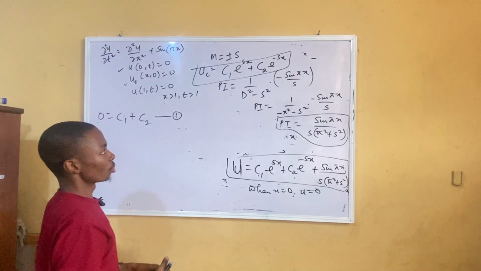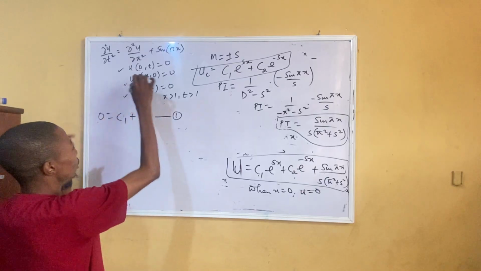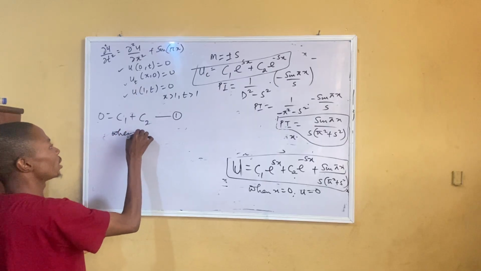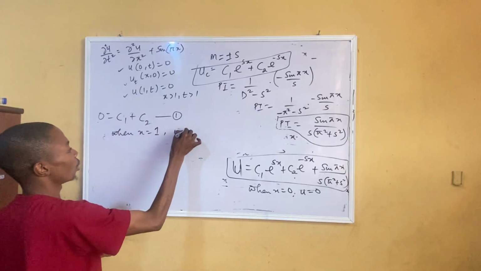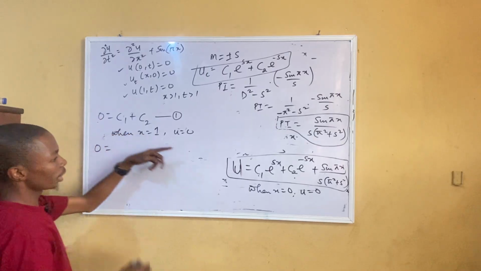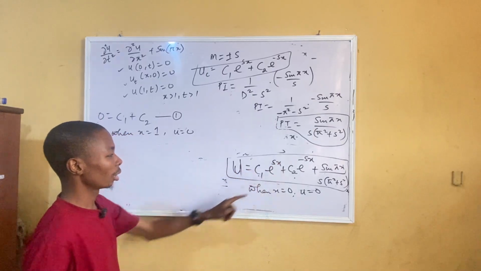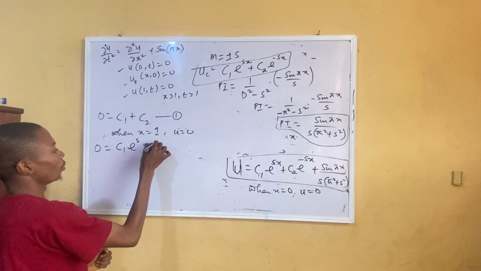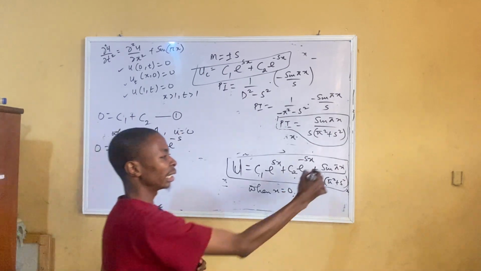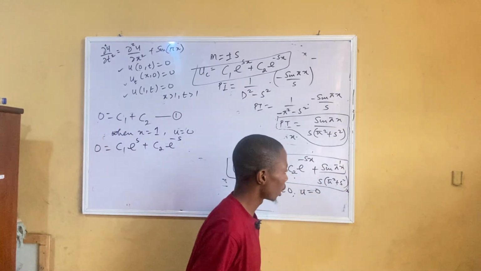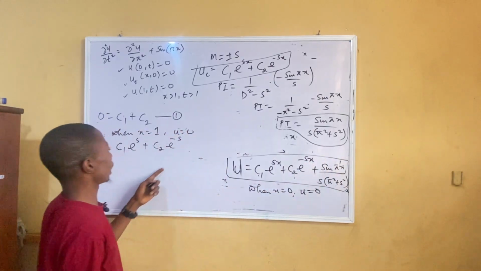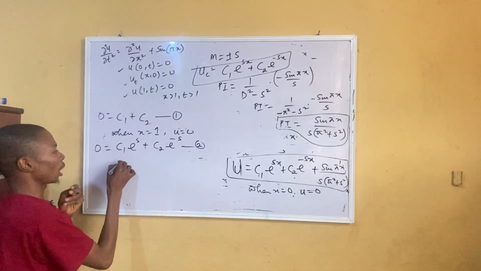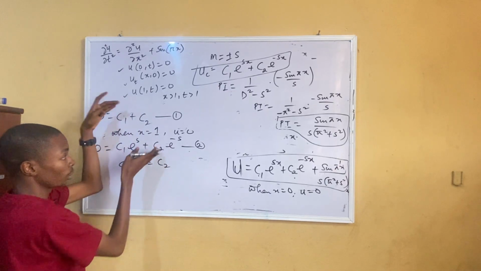Okay, so the second condition now. U of 1 comma t means that when the space is 1, the solution is 0. That means 0 equals, anywhere you see x, put 1. So this will be c1 exponential root s plus c2 exponential minus root s, and if you put 1 in the sine term, that will be sine pi, which is 0. So that's equation 2. Now if you solve this, it is similar to what we solved earlier, so I will not waste time. I already know that c1 is 0 and c2 is also 0.